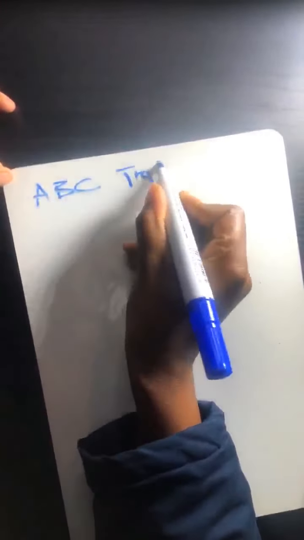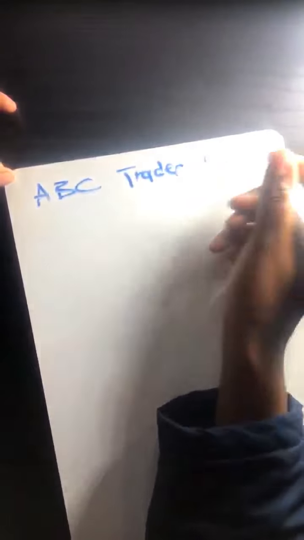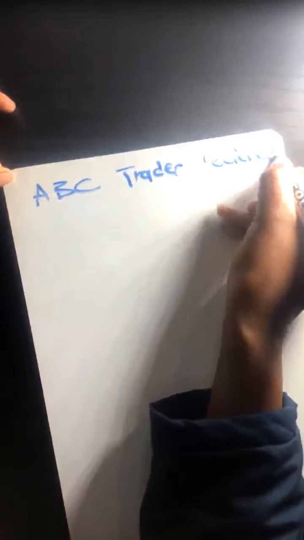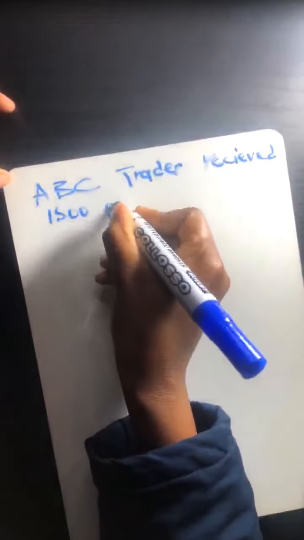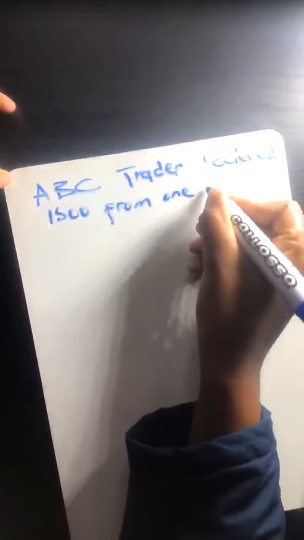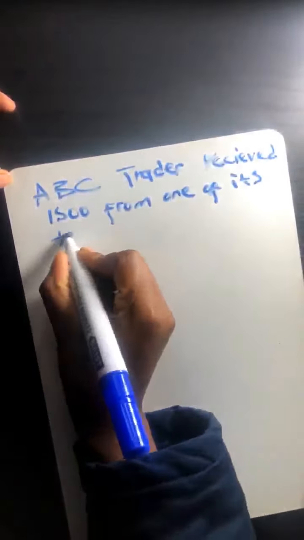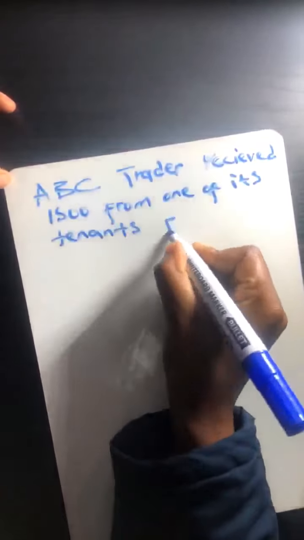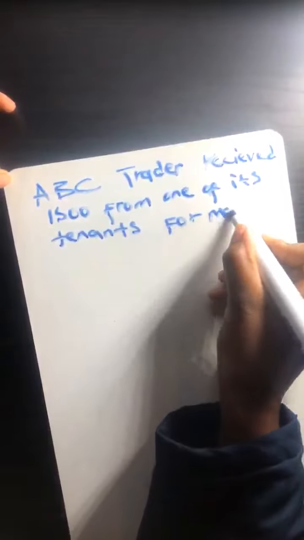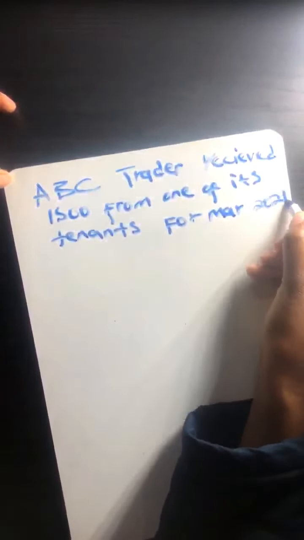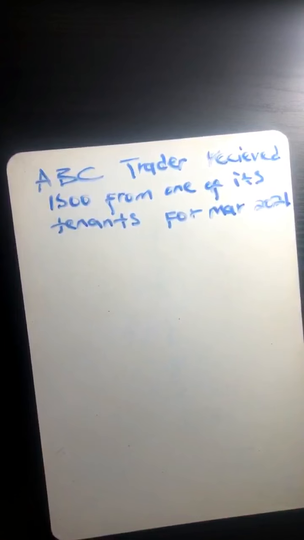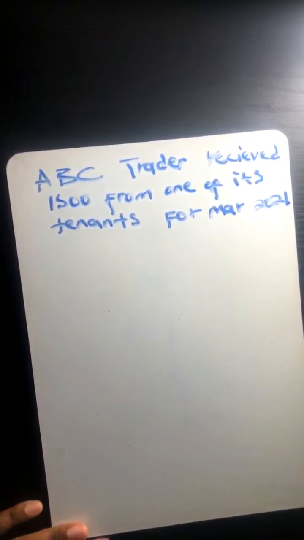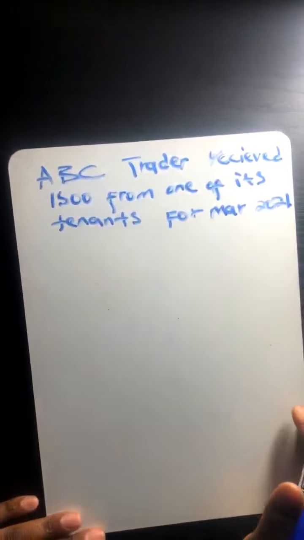Let's say ABC traders received 1,500 from one of its tenants for March 2021. Can you tell me, that when you have a transaction, for each and every debit you must have a credit, right? So can you tell me which two accounts are involved in this transaction above here?